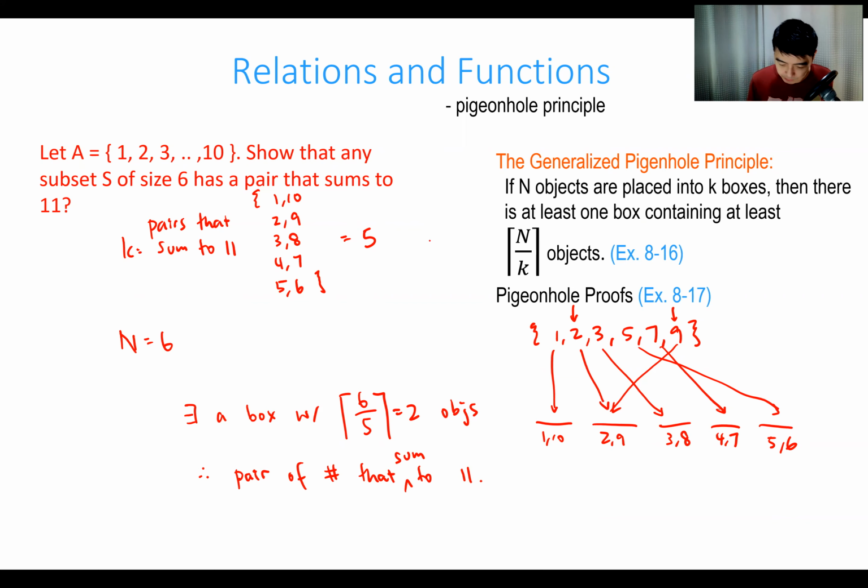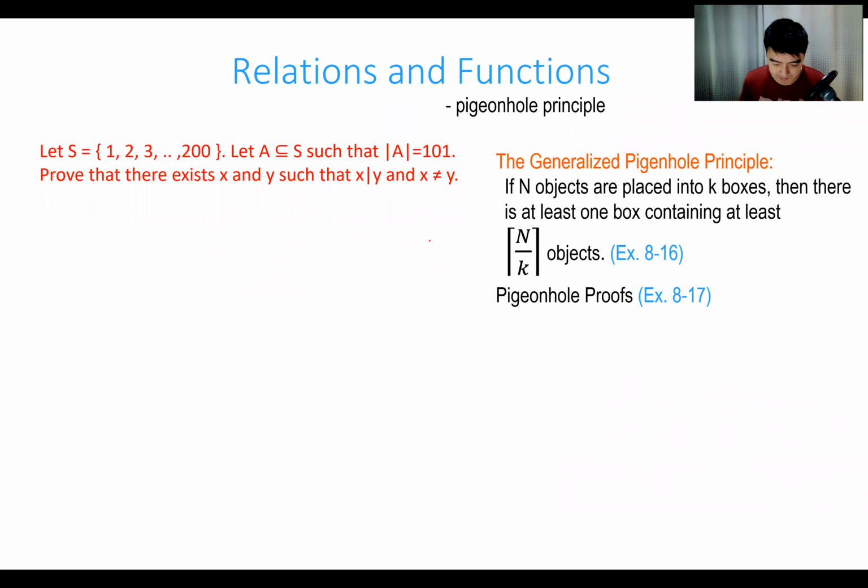All right, so one more example here. Let S be equal to the numbers from 1 up to 200, and let A be a subset of 101. Okay, so I'm going to take a subset of 101.